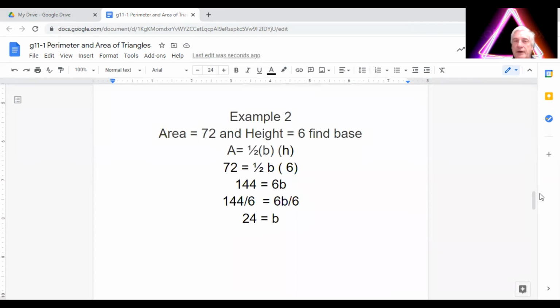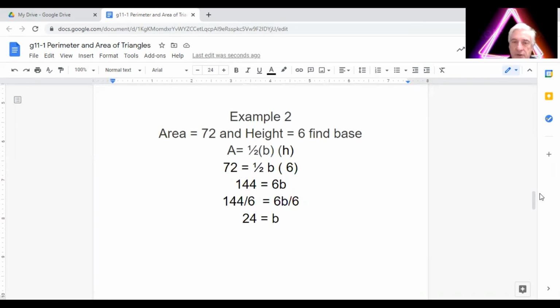Example 2. Here they're going to give you the area and ask you to find the base. The area is 72 and the height is 6. So A equals 1/2 BH, and I'm going to put in what I know. When I put in what I know, I have one variable left, and the rest is numbers. That's the problem you've been able to work ever since pre-algebra.